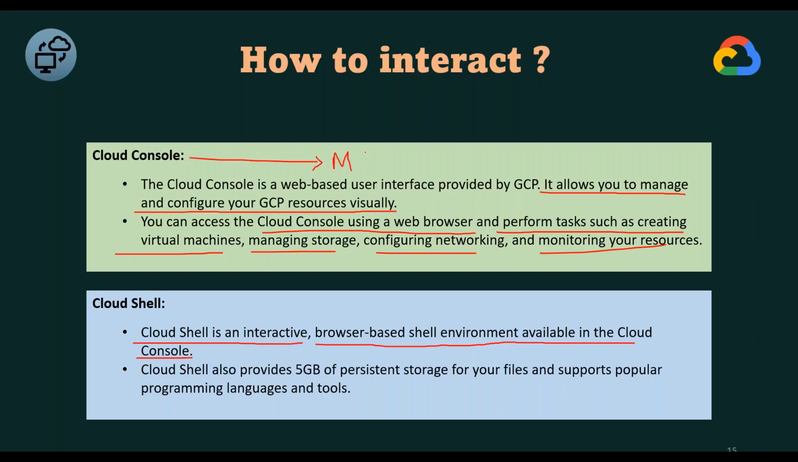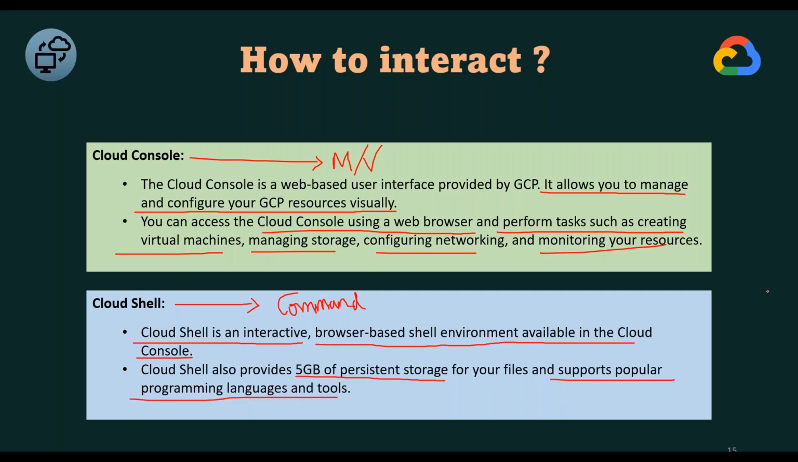Via manual clicks or visually, you are going to interact with the console. Here, how do you interact with the GCP? With the help of commands, you are going to interact with the GCP. That's the main difference. It also provides you 5 GB of storage for your files and supports popular programming languages and tools. So this is what Cloud Shell is.